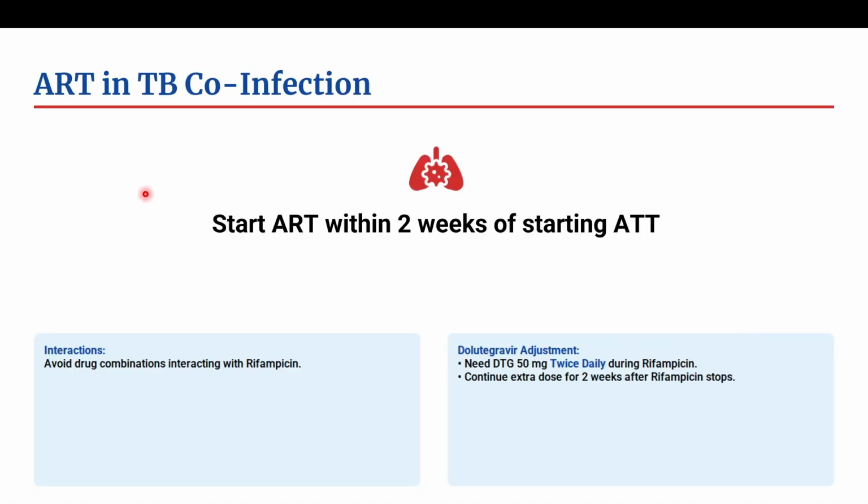ART in TB co-infection: start ART within 2 weeks of starting ATT, and the main goal is to avoid drug combinations interacting with rifampicin. Dolutegravir needs adjustment. Dolutegravir is usually given as 50 milligram once daily in HIV treatment. If it coexists with tuberculosis, then it is given twice daily during rifampicin treatment. Continue the extra dose for 2 weeks after rifampicin is stopped.